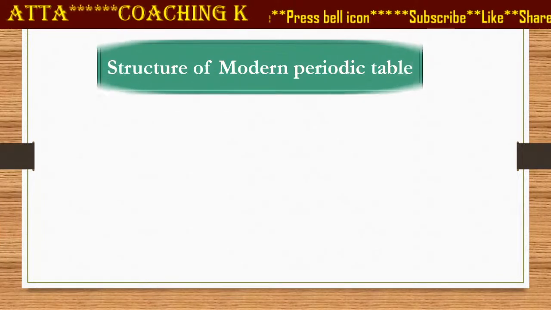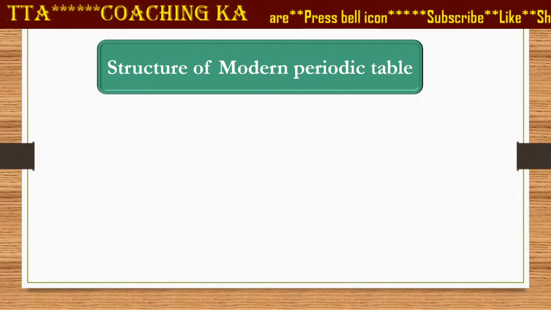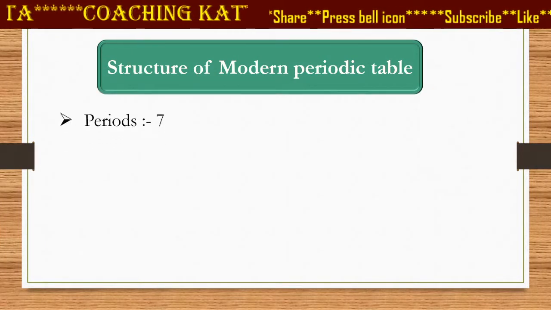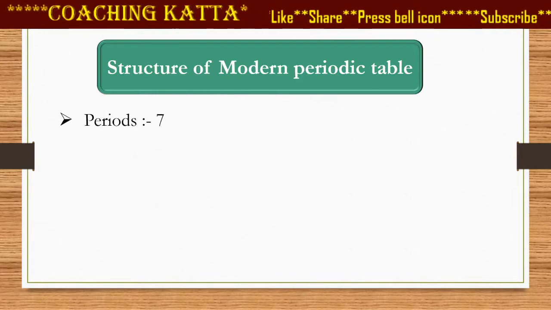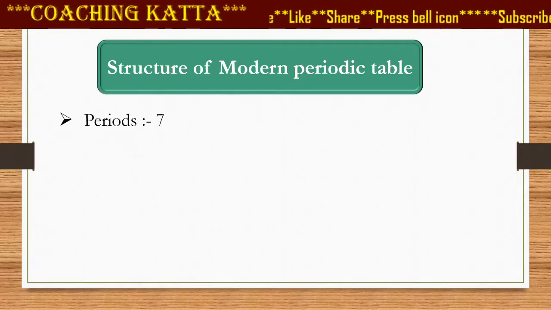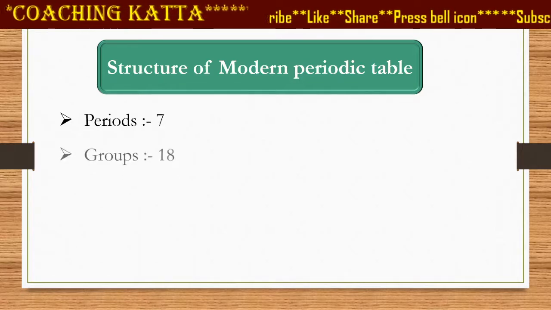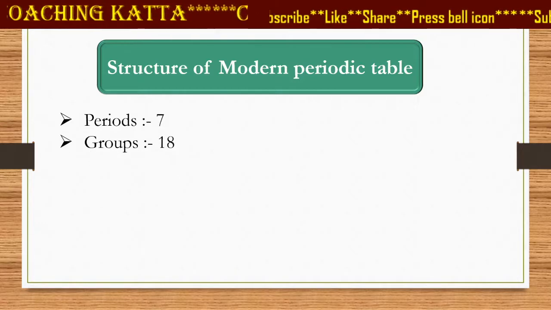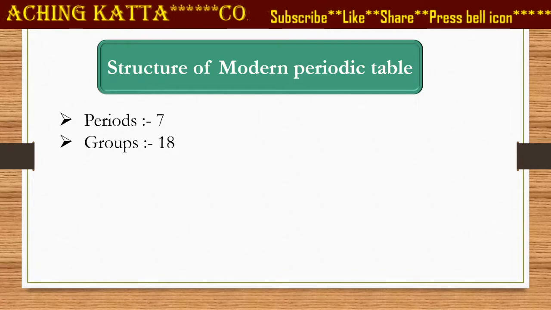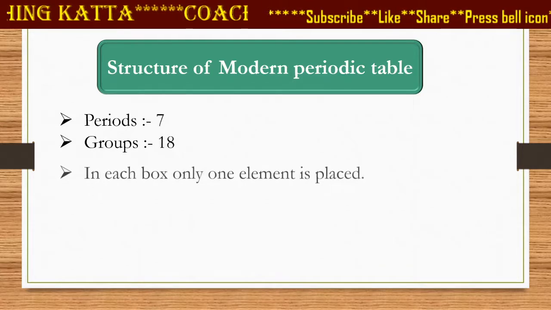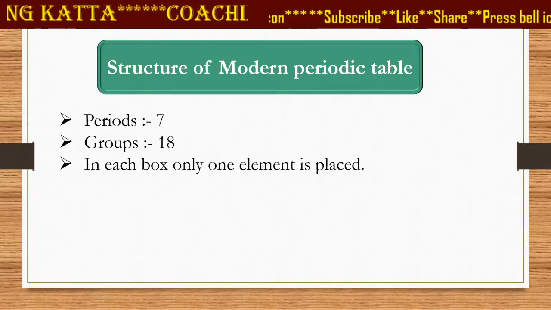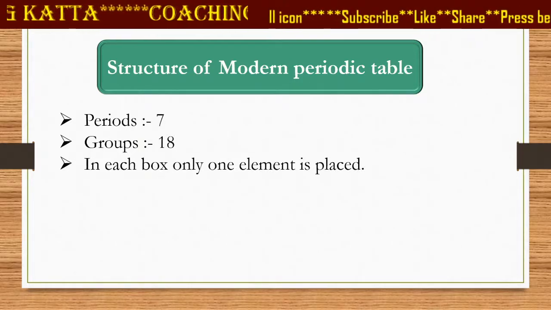So let us study the structure of the modern periodic table. In this modern periodic table, there are 7 horizontal rows called periods and 18 vertical columns called groups. Due to these rows and columns, boxes are formed and in each box only one element is placed.